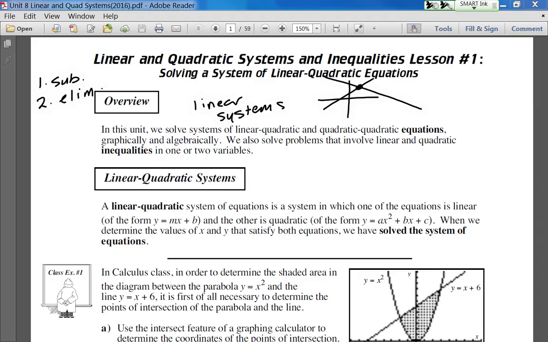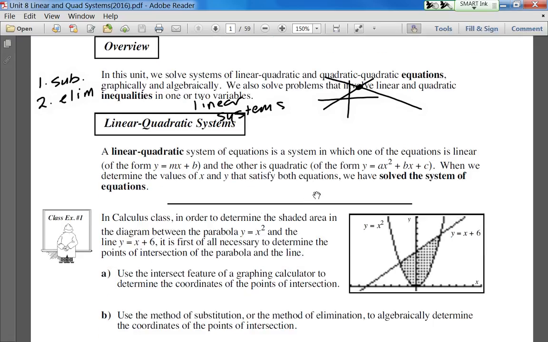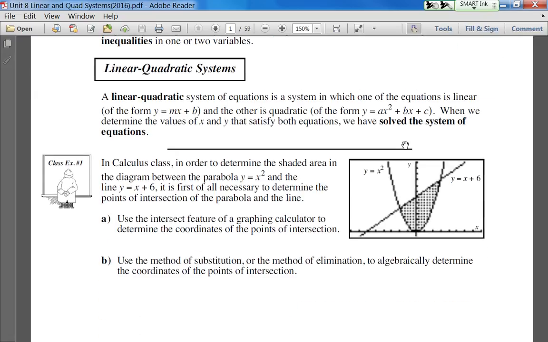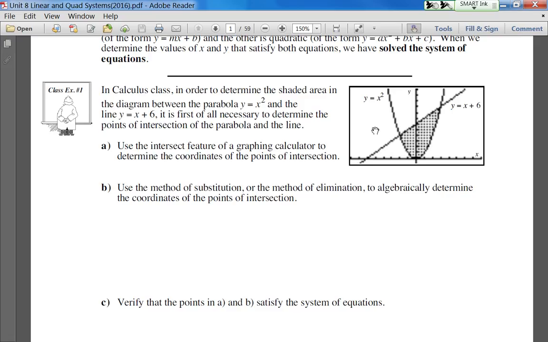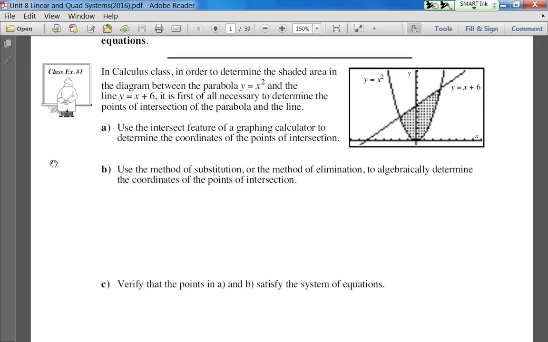Okay? So in Math 11, instead of just doing linear, we'll do linear quadratic right here, and we'll also do quadratic. Okay, here's an example of a linear quadratic. So here's y equals x plus 6, and here's y equals x squared. If this was a system and you're looking for the solutions, you're looking for two points. This spot and this spot. Okay? So using the intersect feature, let's just do this quickly.